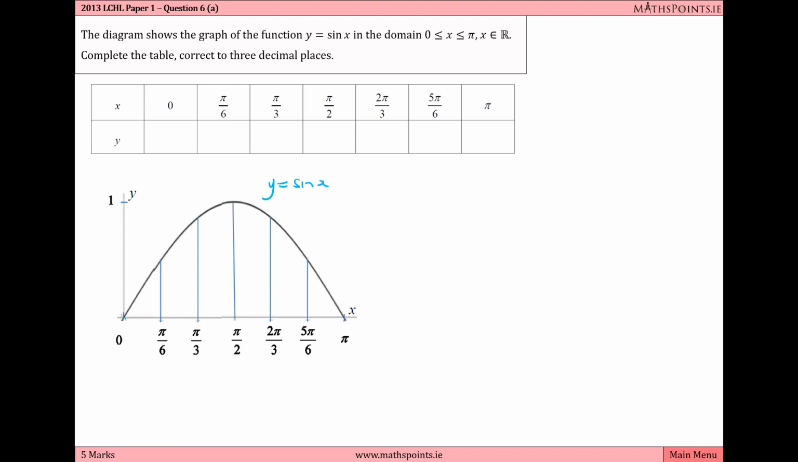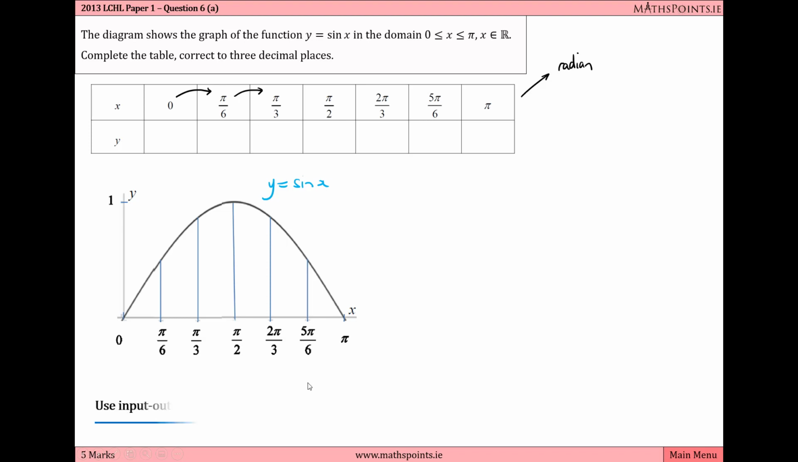So we can see the domain here from 0 to pi, and we're asked to complete this table correct to 3 decimal places. So we're looking for y values for various x values in the domain from 0 to pi. We can see that the step in the x values is pi over 6, and the x values are in radian measure. So one at a time, we're going to sub these values of x into the function y equals sin x and get our values for y in each case.